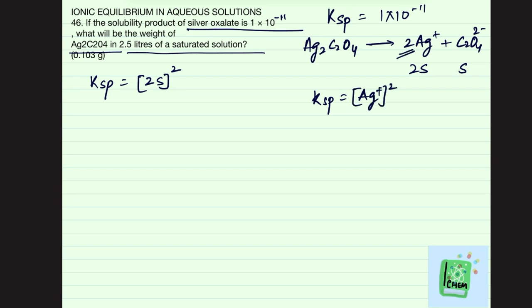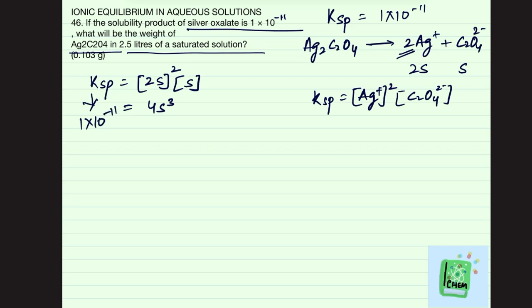Why? Because in the balanced equation stoichiometric coefficient of silver ion is 2 और यहाँ पे हो गया C2O4 2 minus का concentration. So concentration of silver ions raised to the power 2 multiplied by concentration of oxalate ion, this is equal to 4S cube, and this value is given as solubility product value is given as 1 into 10 to the power -11.